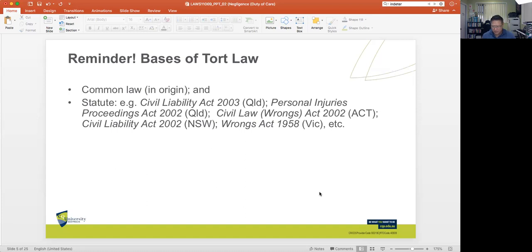But again, the focus of our unit in tort law will actually be the Queensland Civil Liability Act 2003. There will be some differences in terms of the provisions of the various state laws concerning civil liability acts or civil law wrongs. And yet our focus will be on the Civil Liability Act 2003 Queensland, mainly because Central Queensland University obviously is based in Queensland.